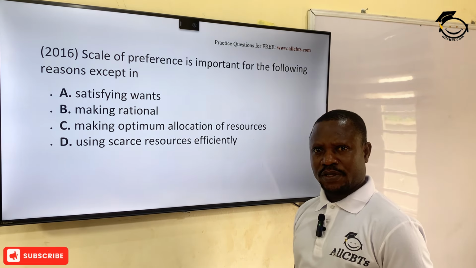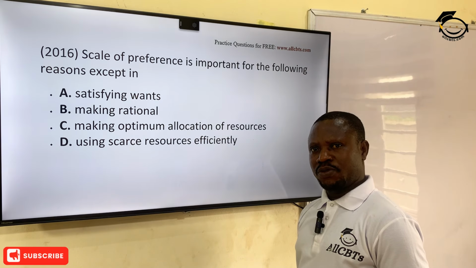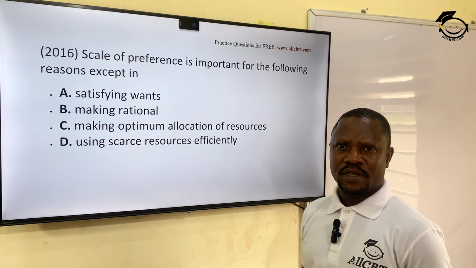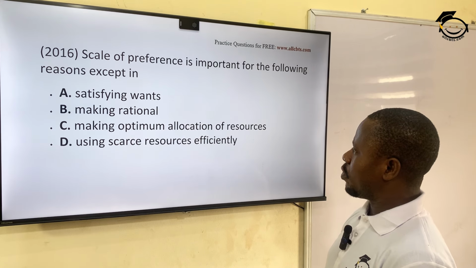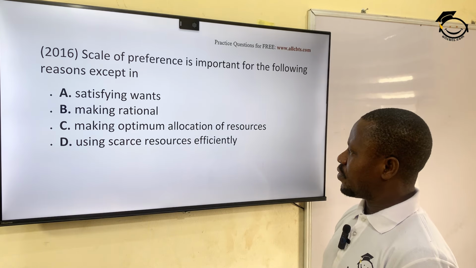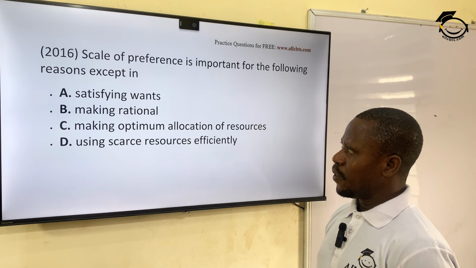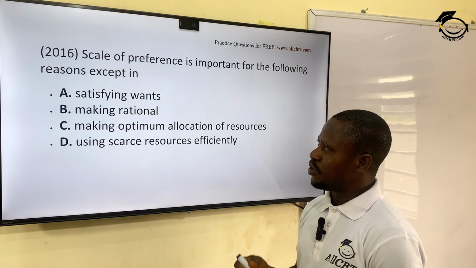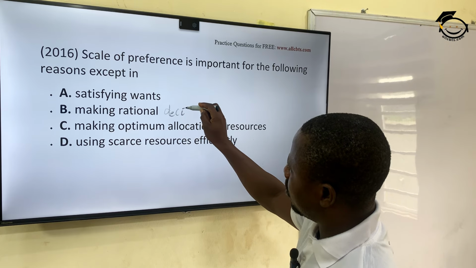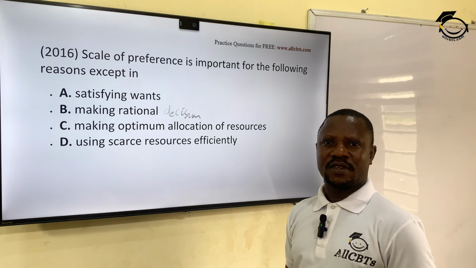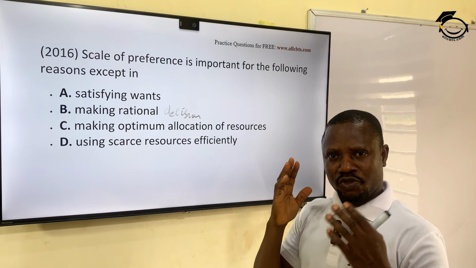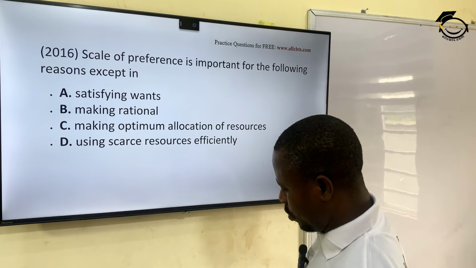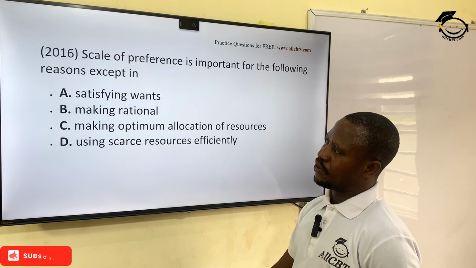Satisfying wants, of course. When you draw your scale of preference, it helps you to satisfy your wants, right? Making rational. What rational wants? This is an incomplete statement. Making optimal allocation of resources, yes. Using scarce resources efficiently, yes. So the only option that is odd here is option B, making rational, which is an incomplete statement. Assuming it were making rational decisions, it would also be correct, because with a scale of preference you're able to make the right decision. But as long as that decision is not there, it becomes the odd one out. Option B is the answer for this particular question.